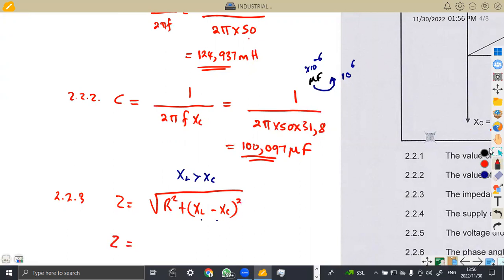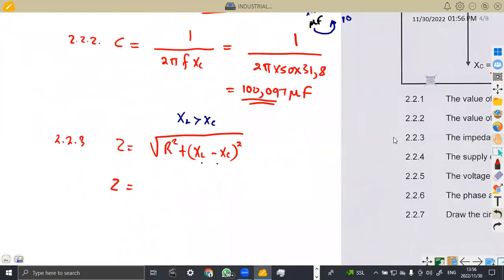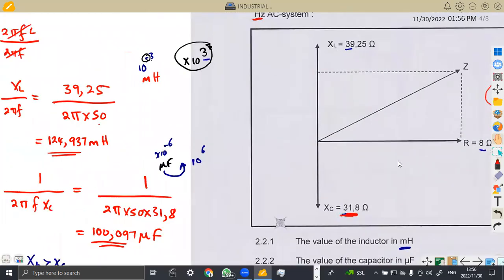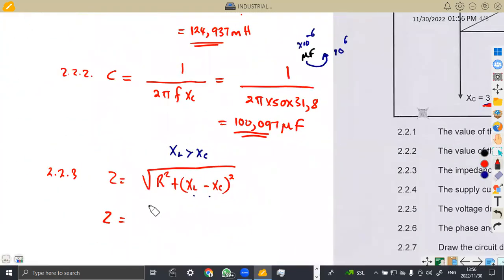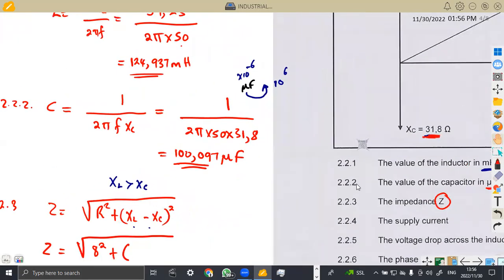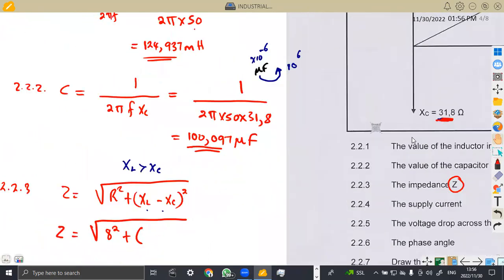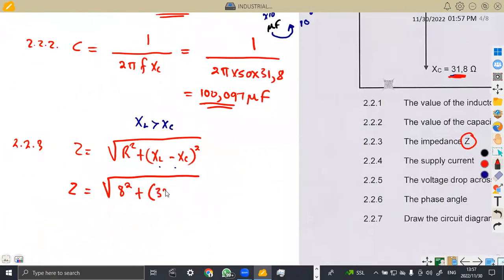So Z is equivalent to, let us substitute our values now. We've got our XL, the R, everything is there. This is our resistance, which is 8 ohms, so it is going to be 8 squared. So we are going to have the square root of 8 squared plus XL. XL was 39.25, minus XC, which is 31.8 here. So we are going to subtract 31.8, and square everything. Okay, so that is our Z, which is the impedance of the circuit.